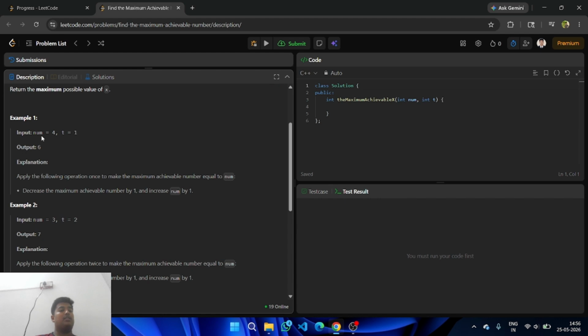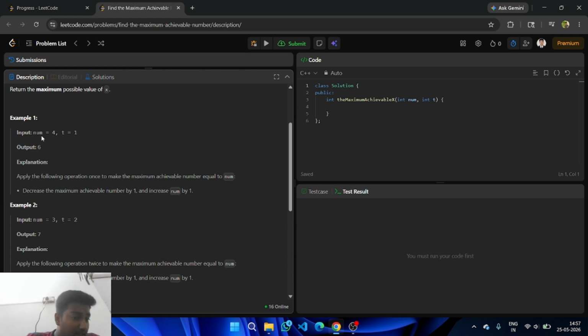Input: num is equal to 4 and t is equal to 1. So the output is equal to 6. Explanation: apply the following operation once to make the maximum achievable number equal to num, decrease the maximum achievable number by 1 and increase num by 1. So this is the main idea.